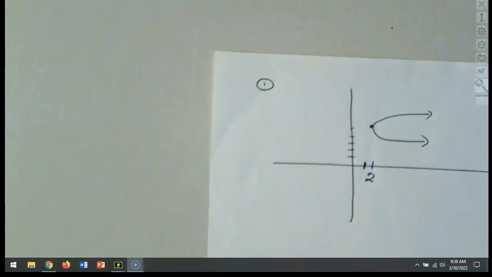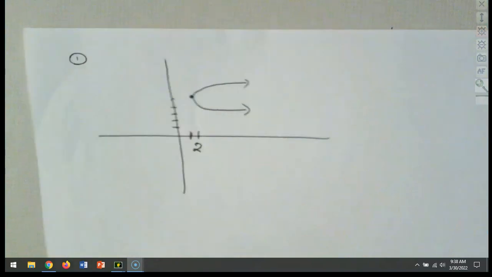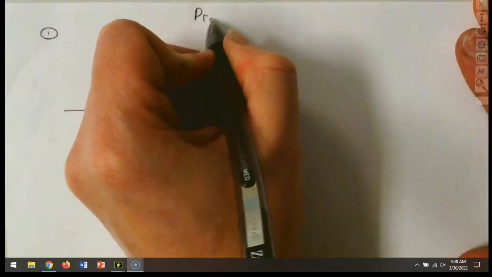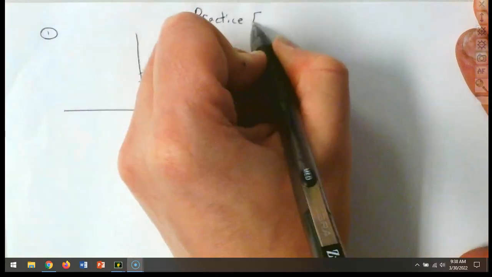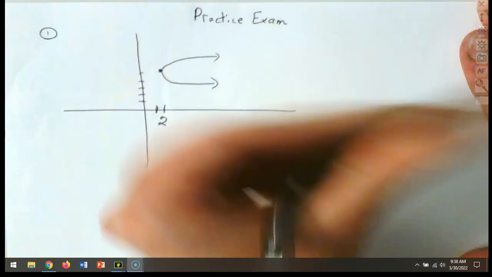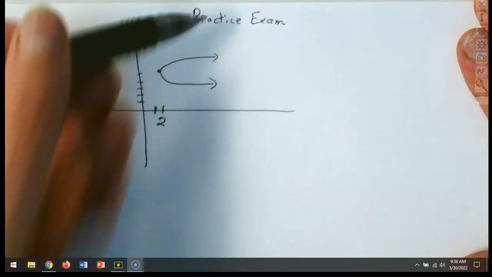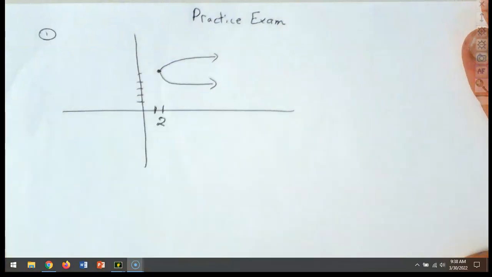It doesn't ask, but why is this not a function? This is our practice exam here. Why is this one not a function? Did someone tell me why it's not a function? Yeah, it fails the vertical line test, right? Yep, because if I draw a vertical line here, it crosses over itself.